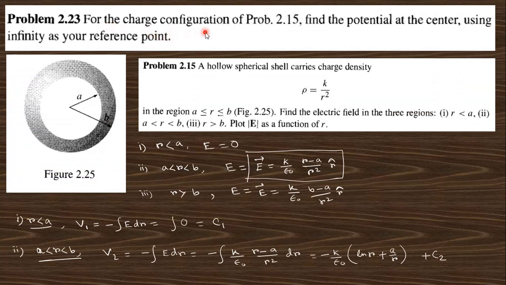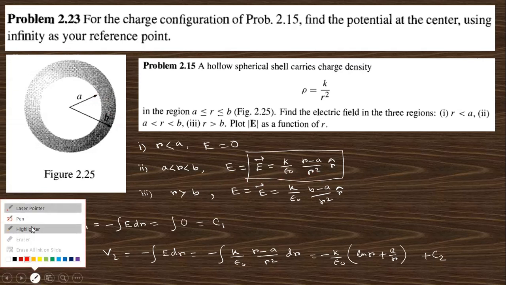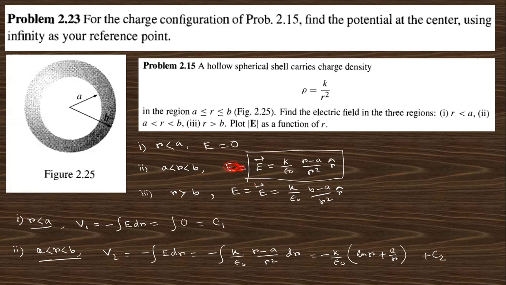For the charge configuration of problem 2.15, find the potential at the center using infinity as a reference point. This is problem 2.15, which we already discussed. You can watch that video also, the link is given in the description box, and the corresponding figure is like that. Within the region B to A there is a charge distribution, and inside is hollow. From this problem you know the electric field within this region is 0. Within A to B the electric field will be like that.